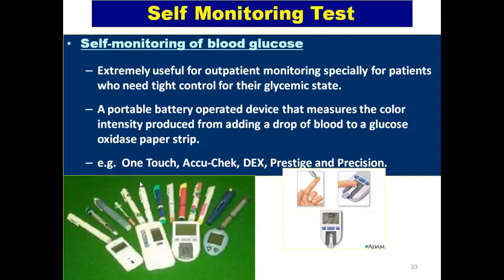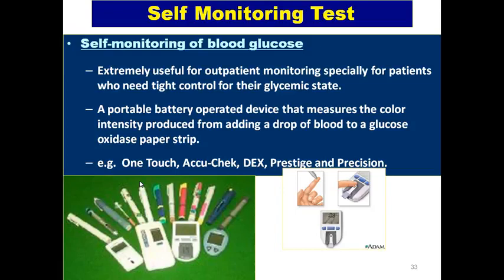Self-monitoring is very important for the patients, because self-monitoring is the process with which the patient will understand his glucose levels, his insulin requirement, his diabetes. He will come to know. This is one of the best practices which we have to advise the patients of diabetes, and they have to do it for strict glycemic control. So it's extremely useful for outpatient monitoring, especially for patients who need tight control.